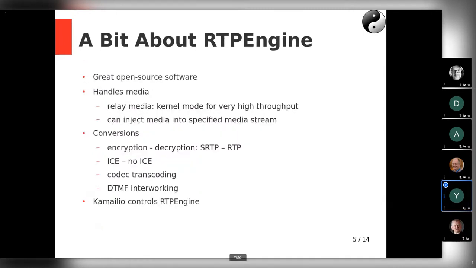And a bit about RTPEngine. Again, it's a great open source software. It handles the media side. Kamailio handles the signaling, and RTPEngine relays media. It's got a kernel mode for relaying media with very high throughput. Only for a few seconds after the call is established, the call is handled in user space, and after that it is pushed into the kernel space, and then hardly uses much CPU at all. You can also inject media into a specified media stream. It supports conversions like encryption, decryption, ICE and no ICE, codec transcoding, and DTMF interworking, etc. And Kamailio controls RTPEngine by sending commands to RTPEngine.